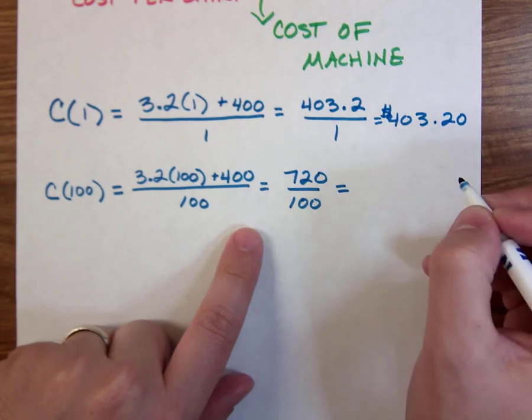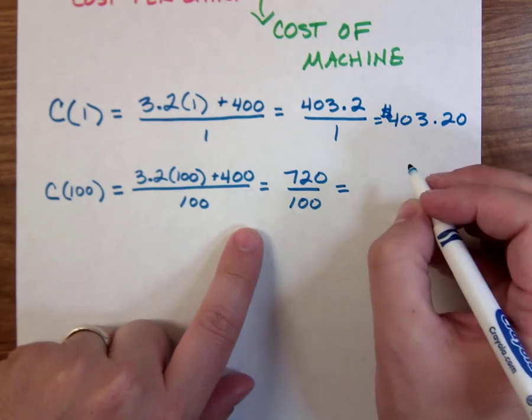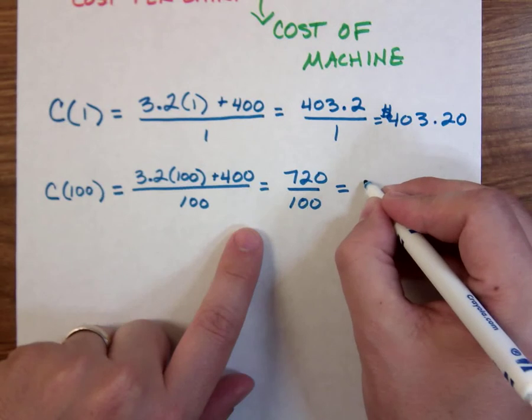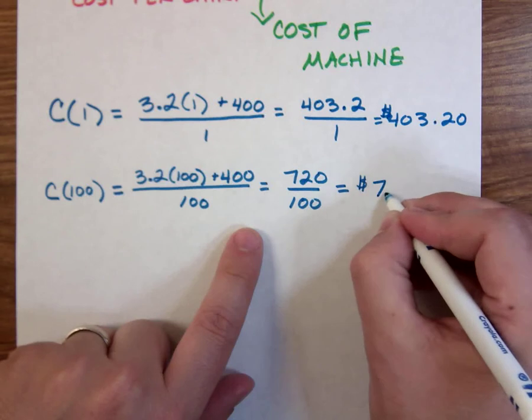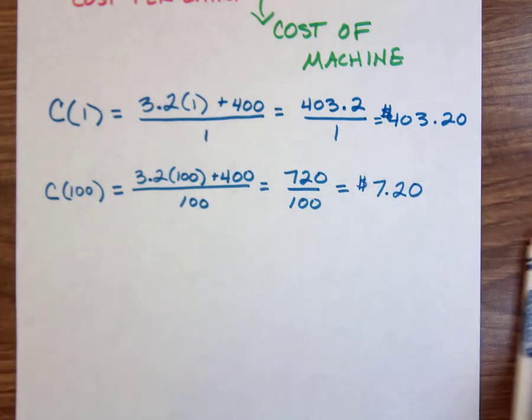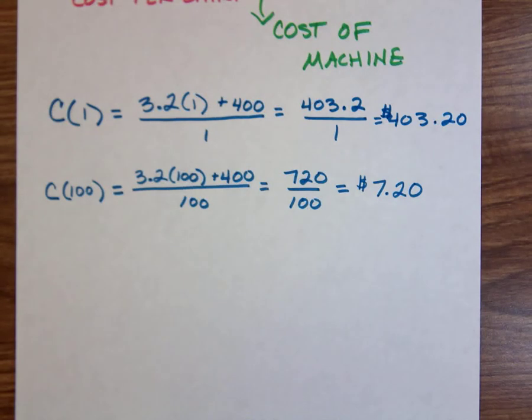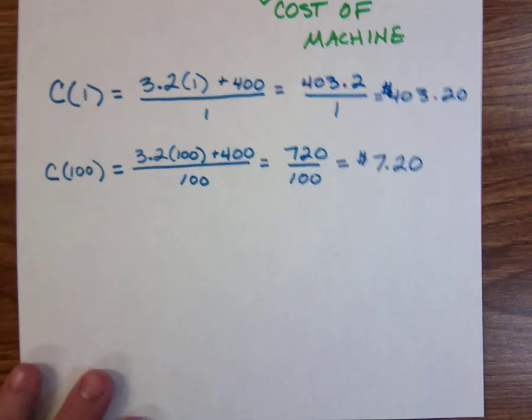That is... Anybody? Okay, great. Everybody forgot how to divide by 100. Move the decimal. Now it costs me $7.20 per shirt. Now, if I charge $10 per shirt, I'm profitable. I make $2.80 profit on every shirt if I charge $10 a piece and I sell 100 of them. Hopefully, your screen printing business is more successful than that.